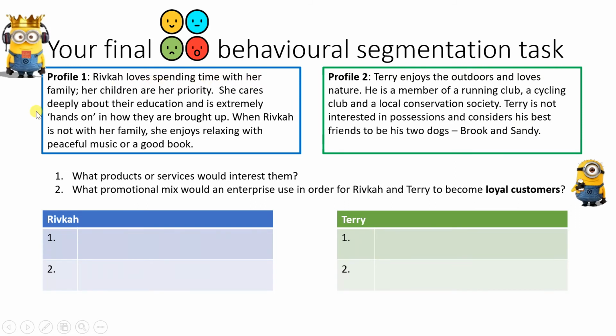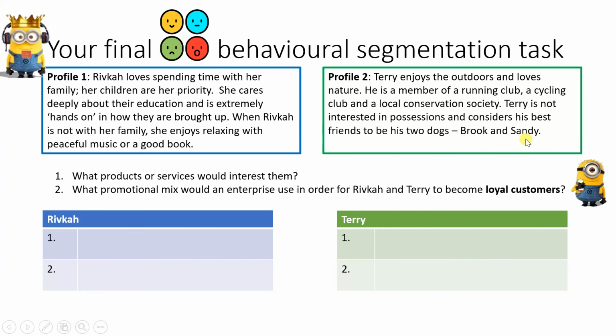Rivka likes spending time with her family. Her children are her priority. She cares deeply about their education and is extremely hands-on in how they're brought up. When Rivka is not with her family, she enjoys relaxing with peaceful music or a good book. Profile 2. Terry enjoys the outdoors and loves nature. He is a member of a running club, a cycling club, and a local conservation society. Terry is not interested in possessions and considers his best friends to be his two dogs, Brooke and Sandy.